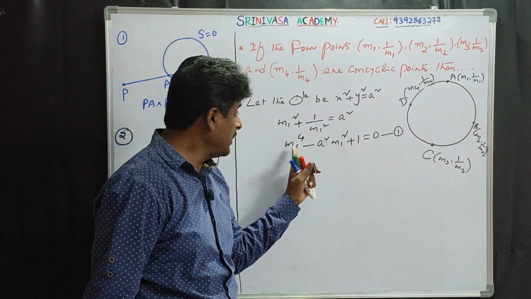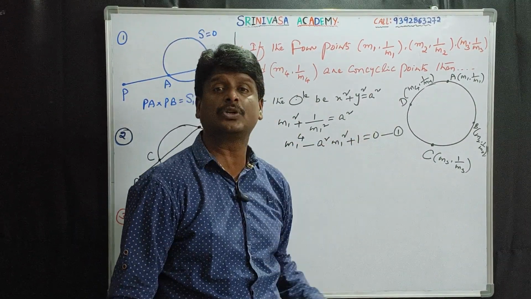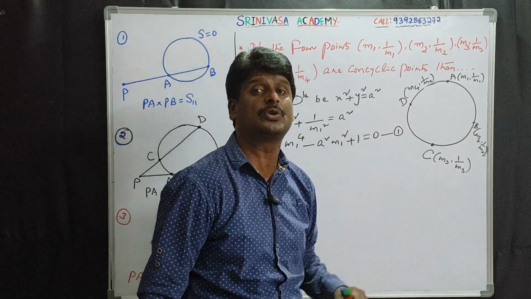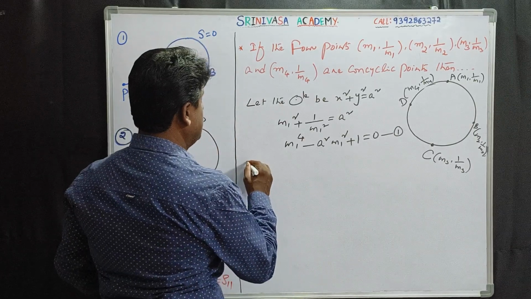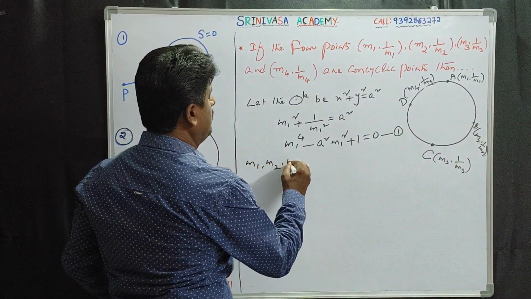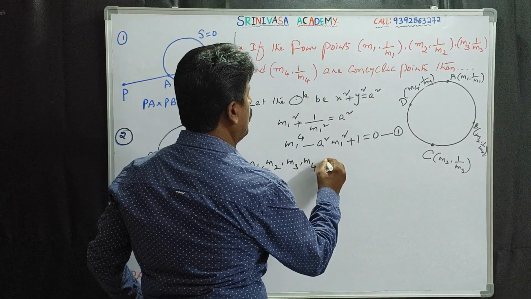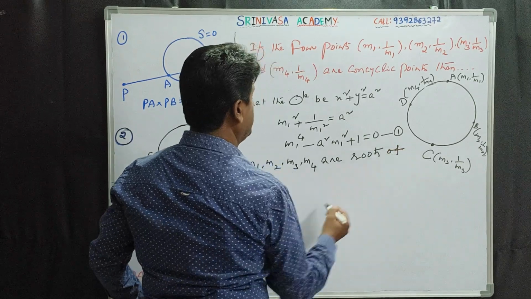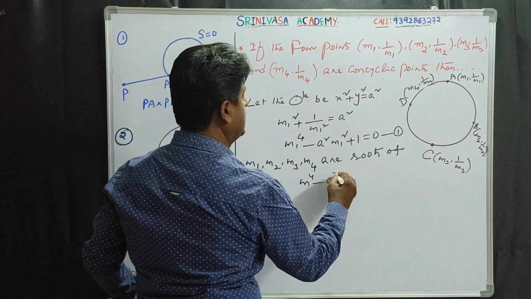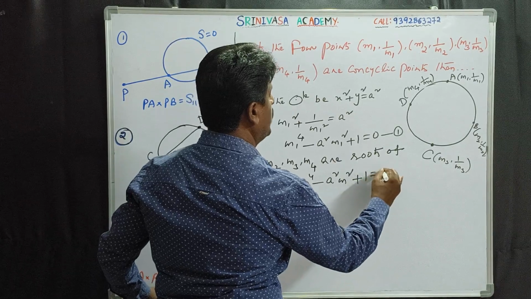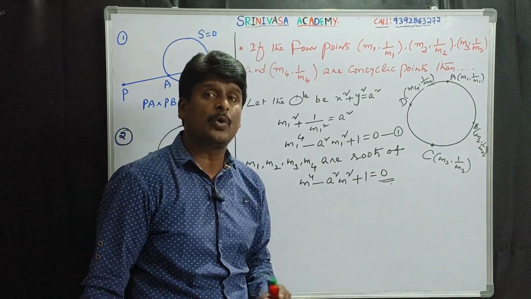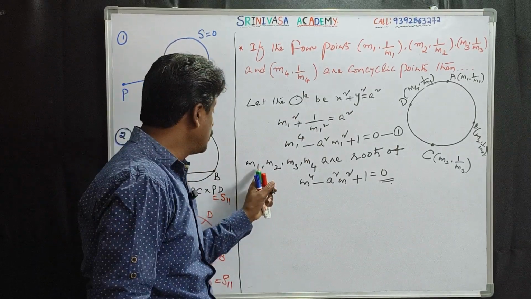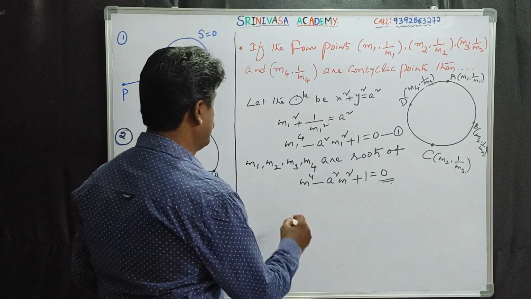Next, M3 power 4 minus a square M3 square plus 1 is equal to 0. M4 power 4 minus a square M4 square plus 1 is equal to 0. In other words, M1, M2, M3, M4 are satisfying the equation M power 4 minus a square M square plus 1 is equal to 0. It is a biquadratic equation in variable M. It has 4 roots. Let those 4 roots be M1, M2, M3, M4.